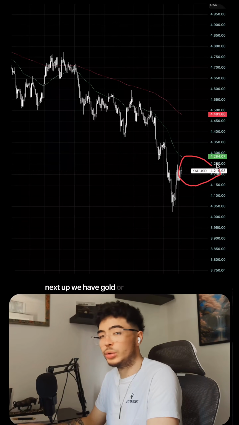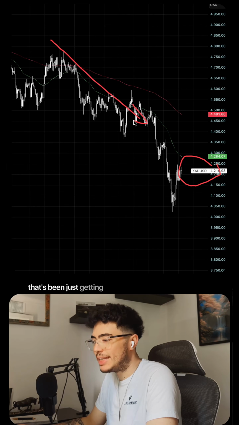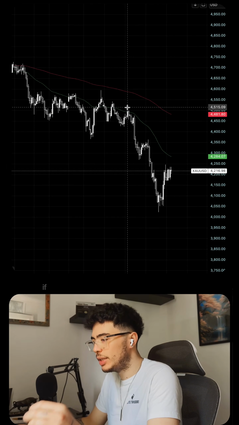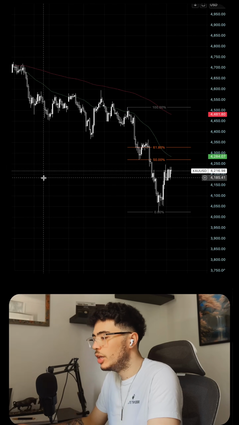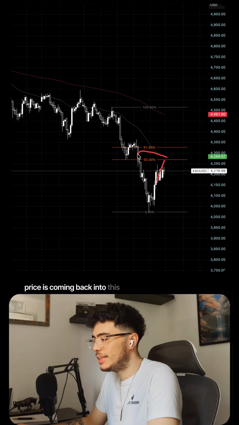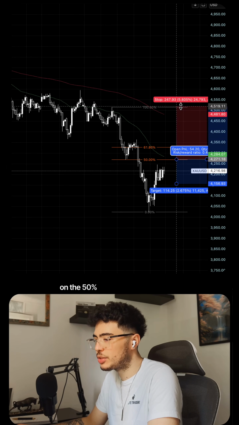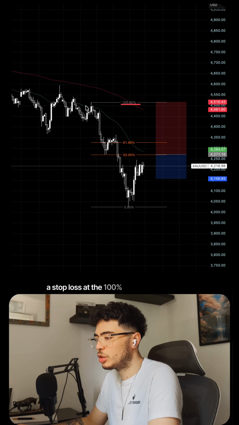Next up, we have gold or XAU USD that's been just getting hammered to the downside over the past couple of weeks. Now, to keep this short and sweet, if we draw the fib from the high to the low, what we can see is price is coming back into this 50% retracement level that lines up with the previous low on the left. So all we need to do is look for a short position on the 50% retracement, a stop loss at the 100% of the fib high.